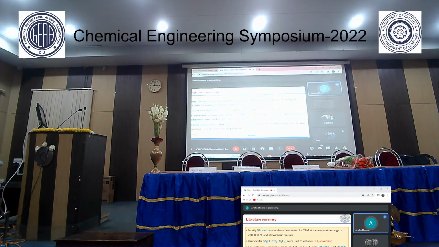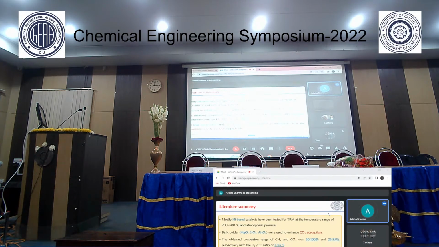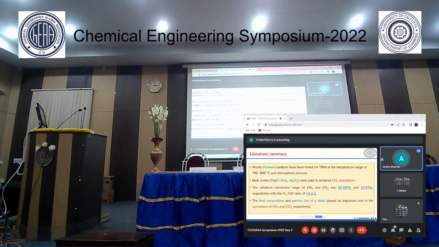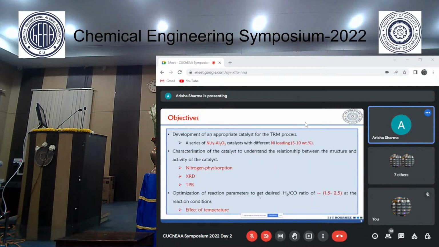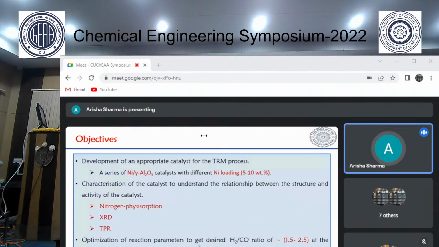Similarly, for the particle size of nickel, we require a small particle size because with a small nickel particle there will be more dispersion and better activity of the catalyst. So these are some of my objectives that I have worked on.